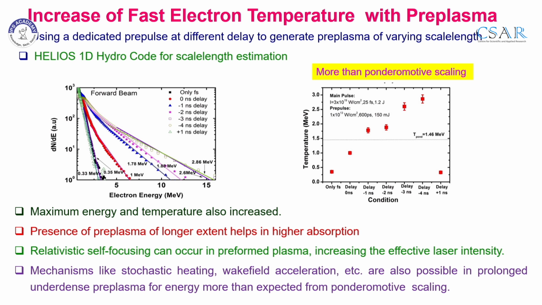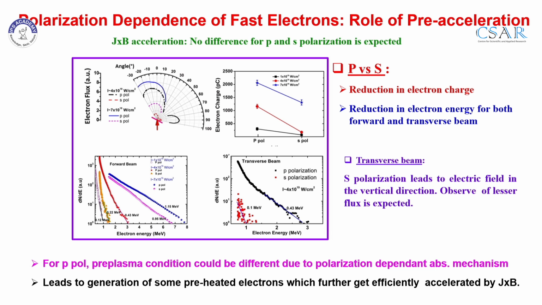So my point here is that by measuring simple things, one can find out what is happening in laser matter interaction at such extreme intensities. Everybody wants electrons of very high energy, and by using a simple way, this electron energy can be increased. And another aspect is the polarization dependence of fast electrons, which is another thing I proposed, the role of pre-acceleration.